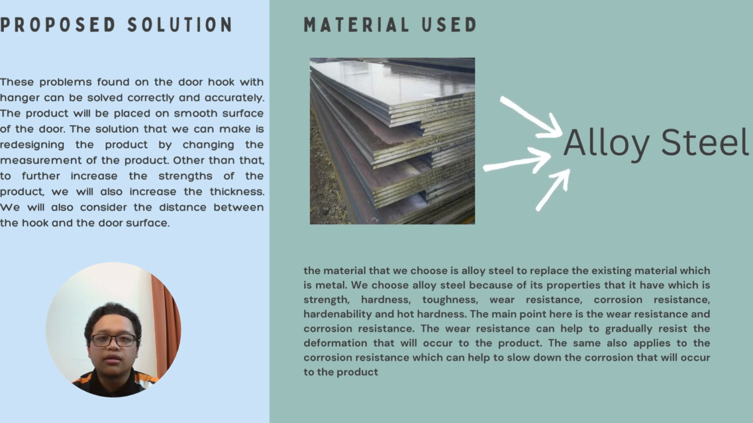Material used: alloy steel. The material that we choose is alloy steel to replace the existing material, which is metal. We choose alloy steel because of the properties it has: strength, hardness, toughness, wear resistance, corrosion resistance, hardenability, and hot hardness. The main points here are the wear resistance and corrosion resistance. The wear resistance can help to gradually resist the deformation that will occur to the product. The same also applies to the corrosion resistance, which can help to slow down the corrosion that will occur to the product.